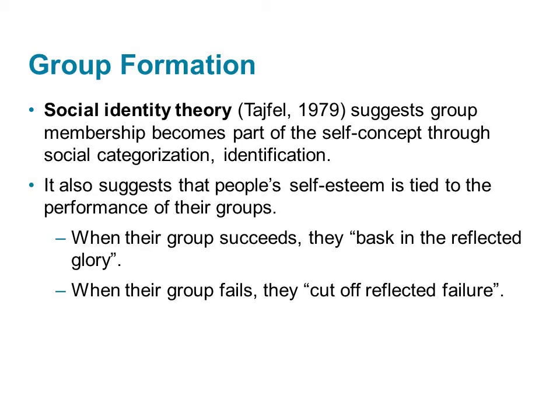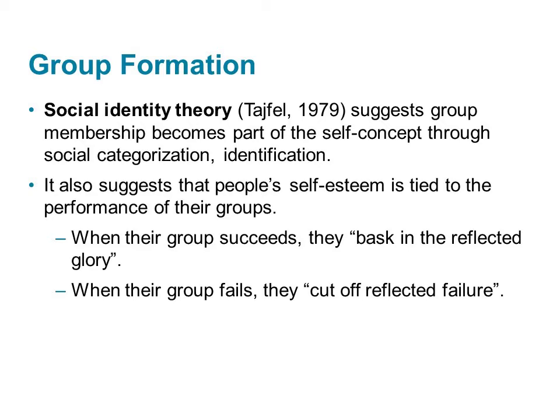Social categorization occurs when we categorize, classify, and label ourselves and others. This process is automatic, unconscious, and happens very quickly. Social identification occurs when we come to think of our groups as extensions of ourselves and base our sense of self on the group's quality. The more we identify with a group, the more important that group is to us.